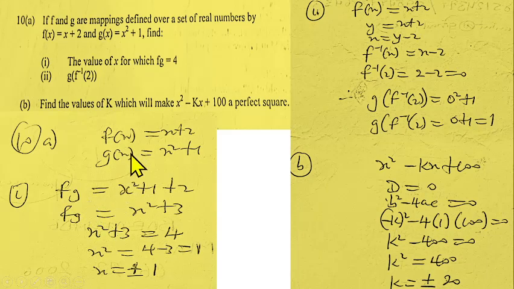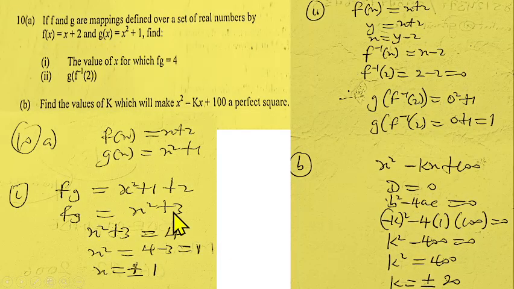Is by putting the value of g into x. This is a composite function. In a composite function, you have to put g of x into f of x. So anywhere you see x in f of x, put g of x. So that means the x squared plus 1 will replace this x here. That means you have x squared plus 1 plus 2.